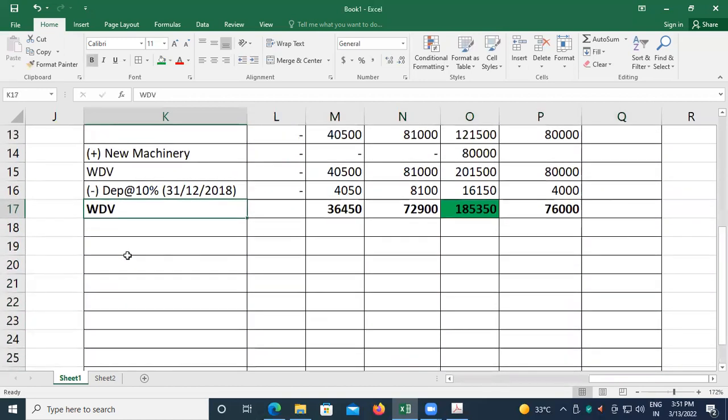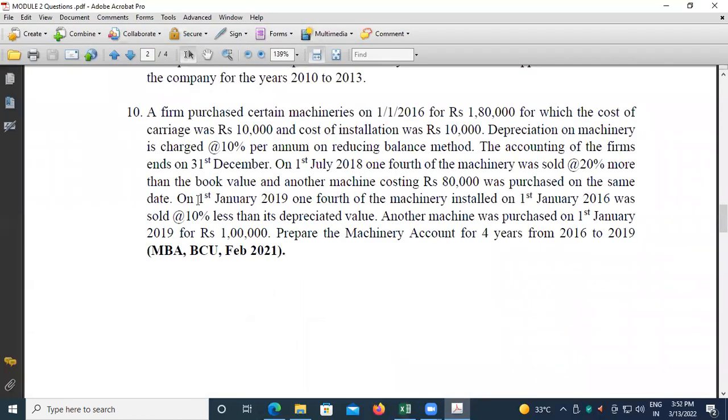Let us go on to the next. Next, what happened on 1st January 2019? 1/4 of the machinery installed on 1st January 2016 was sold at 10% less than its depreciated value. Remember again, they sold at 10% less than its depreciated value. And at the same time, another machine was purchased on 1st January 2019 for rupees 1 lakh. Okay, so we have sold also and we have purchased also.